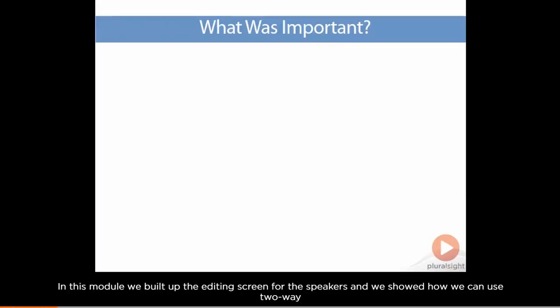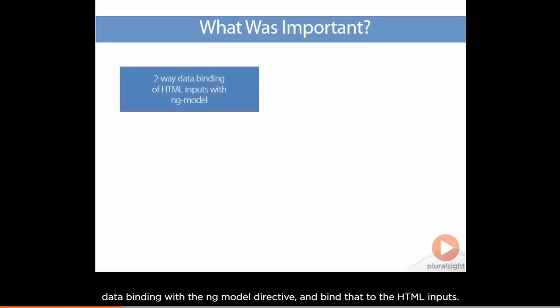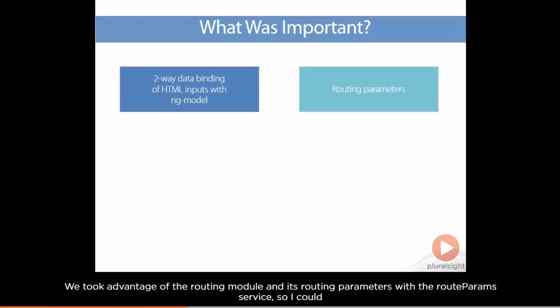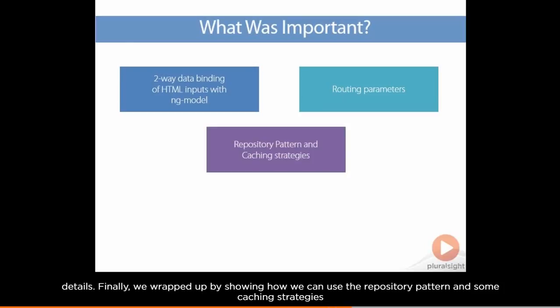In this module, we built up the editing screen for the speakers, and we showed how we can use two-way data binding with the ngModel directive and bind that to the HTML inputs. We took advantage of the routing module and its routing parameters with the route param service, so we could pass the parameters of which speaker we're editing from the list of speakers down to the speaker editing details. And finally, we wrapped up by showing how we can use the repository pattern and some caching strategies to query both locally and remote, and really hide that from the controller, make the data context and repositories do that work. Next up, we're going to hit on saving and canceling and change detection.